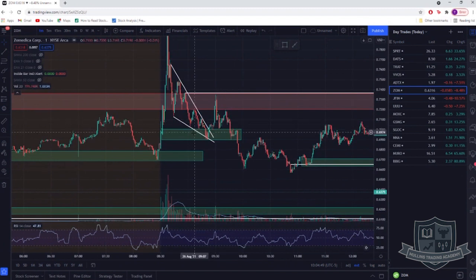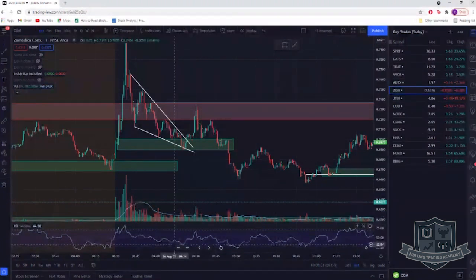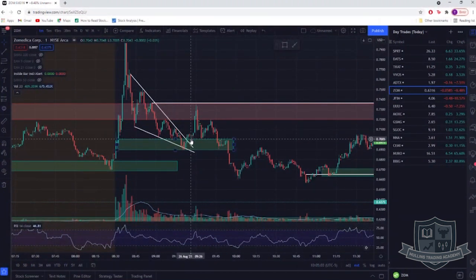If you look at ZOM, check it out. Descending wedge, inverse head and shoulders. Look at the right shoulder on the RSI versus the left shoulder on the RSI. Right shoulder's higher. And so buy in right here, 70 cents, bang, all the way to basically 74 cents.